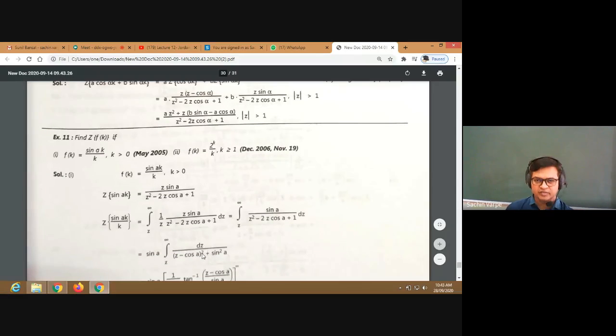Isn't it? Outside the integration. And then integration from z to infinity dz upon z minus cos. Here you can see such integrands we can integrate using the standard formulas, right? Integration of x square minus a square or x square plus a square kind of formulas. So if we are able to write this in its factored form, then we can use that standard formula. So that is what we did here.